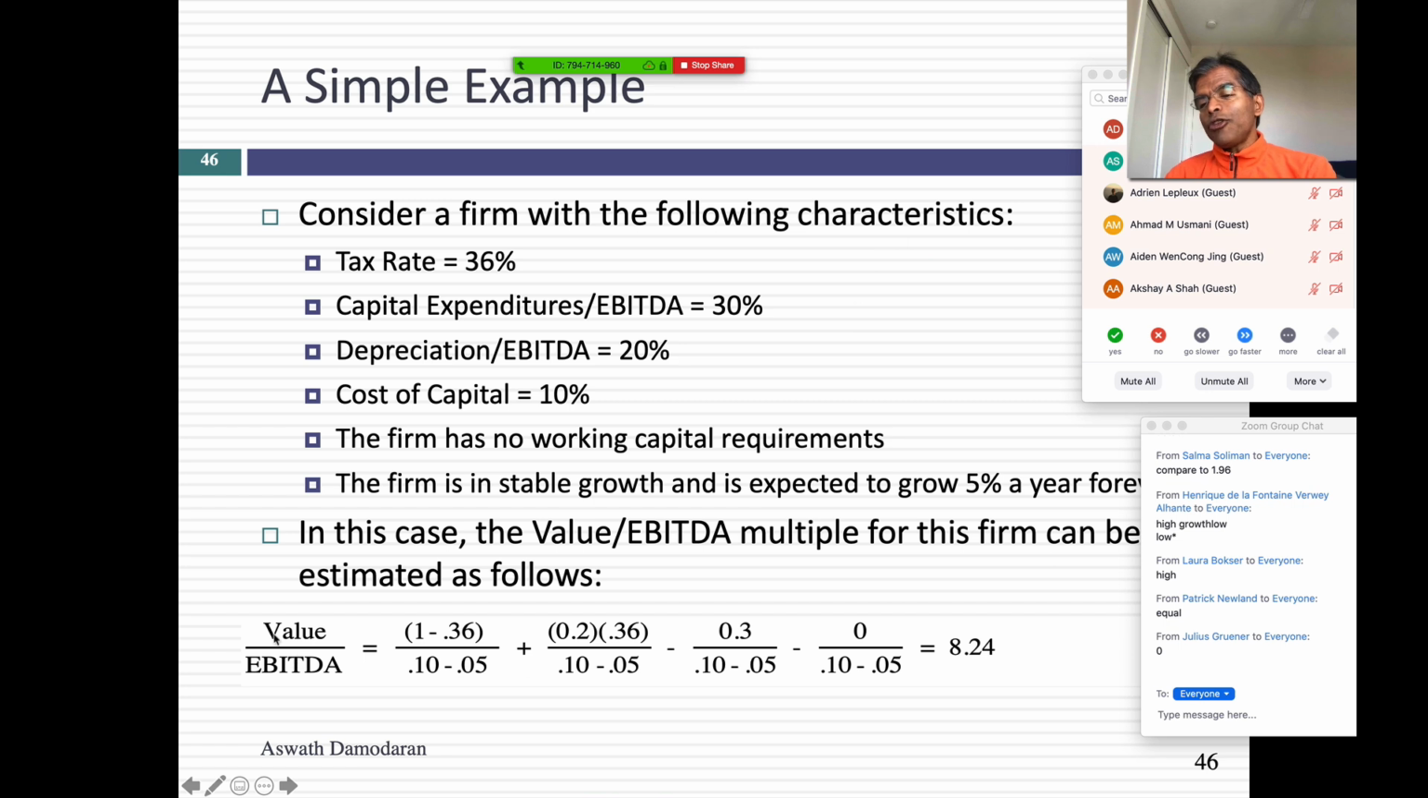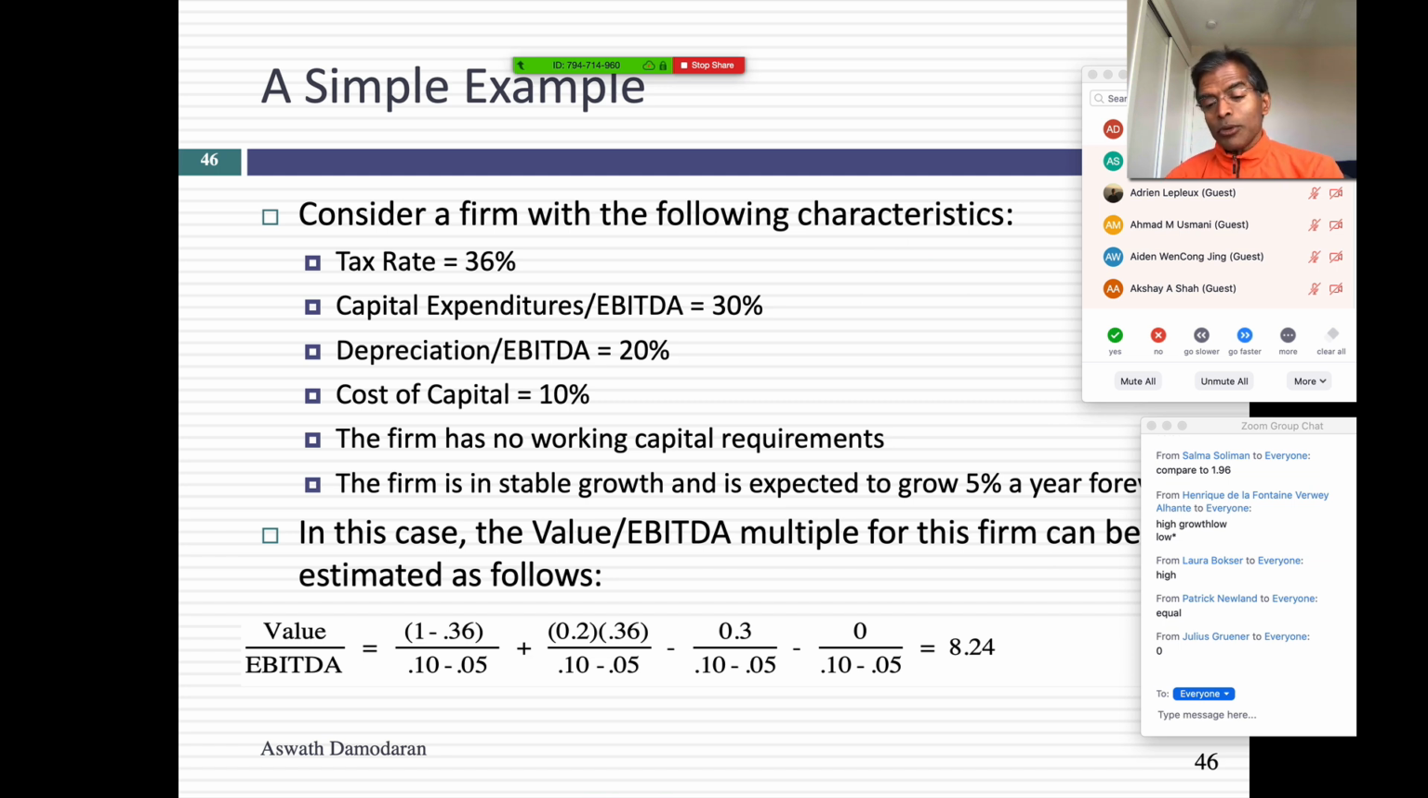I'm going to compute an intrinsic enterprise value to EBITDA. Intrinsic because I'm using a two-stage dividend discount model to get this equation. I go and plug in the numbers. 36% tax rate, 10% cost of capital, 5% growth rate. There's the depreciation, there's the CapEx. I come up with a value of 8.24. You're saying, what does that tell me? If this company were trading at fair value, it should be trading at about 8.24 times EBITDA.